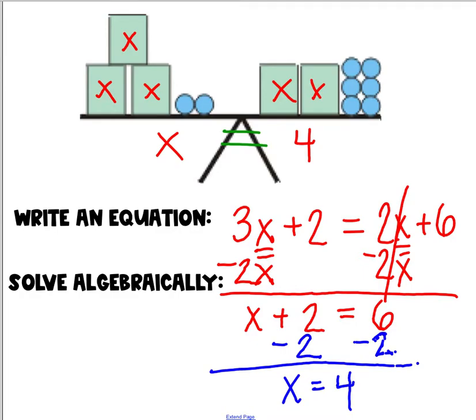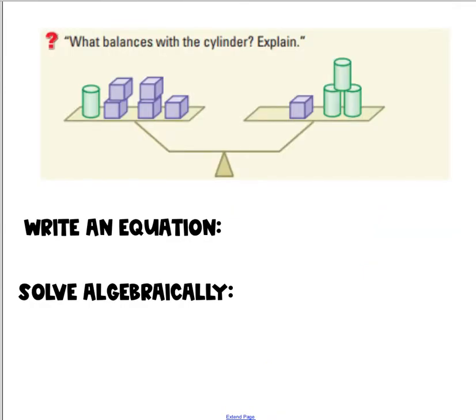Let's try another picture. What balances with the cylinder? So now we want to figure out, what is a cylinder worth? Okay, so I have 1 cylinder on the left and 3 on the right. And then let's put 1s in all of these just for this example. So what would it do to solve for a cylinder?